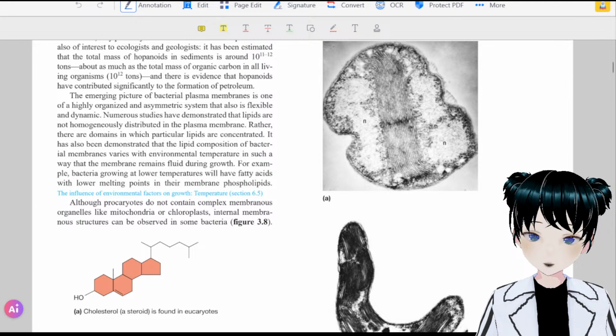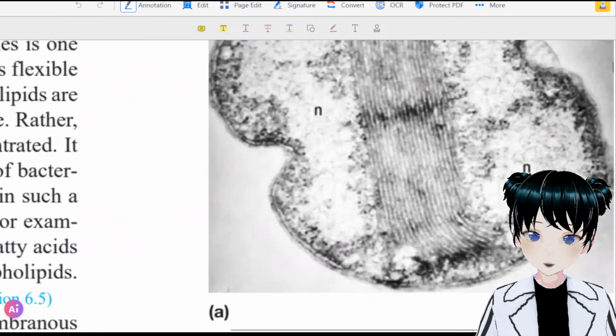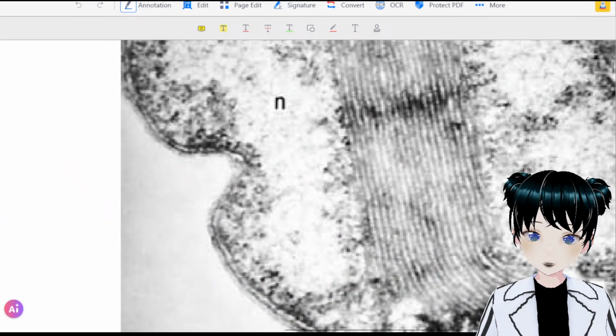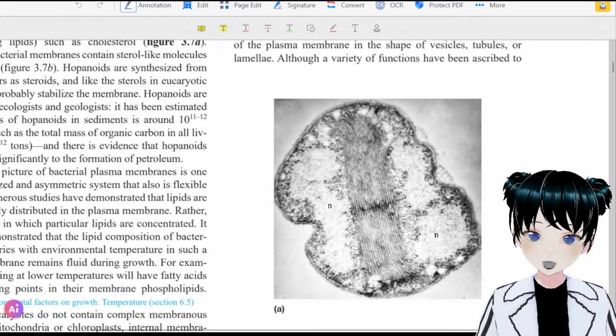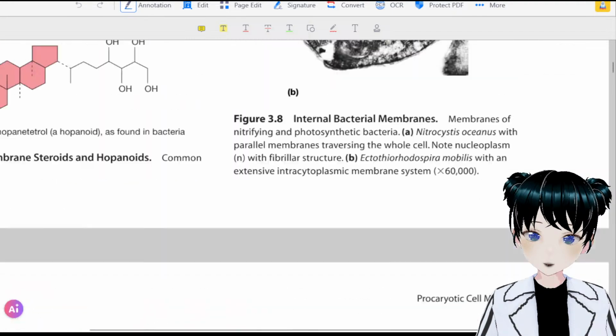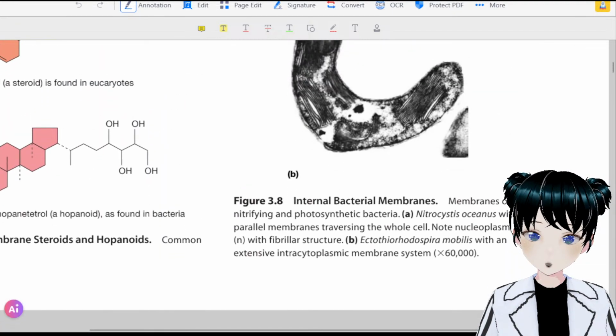Nucleoplasm. Where's the nucleus in it? Is this the nucleus? Sorry, what? Are they talking about this? Nuclear. Okay, we will come towards that later.